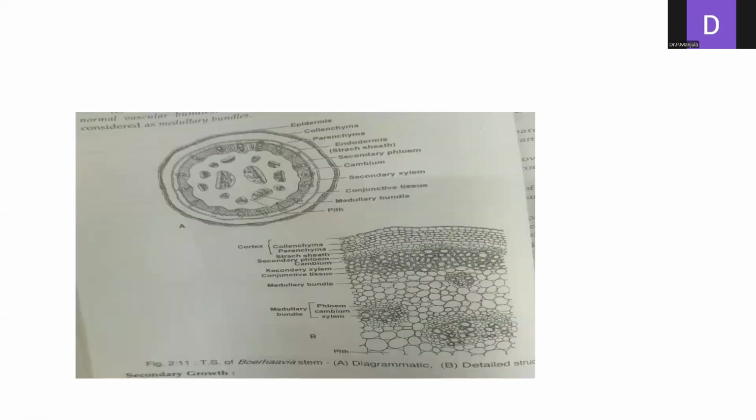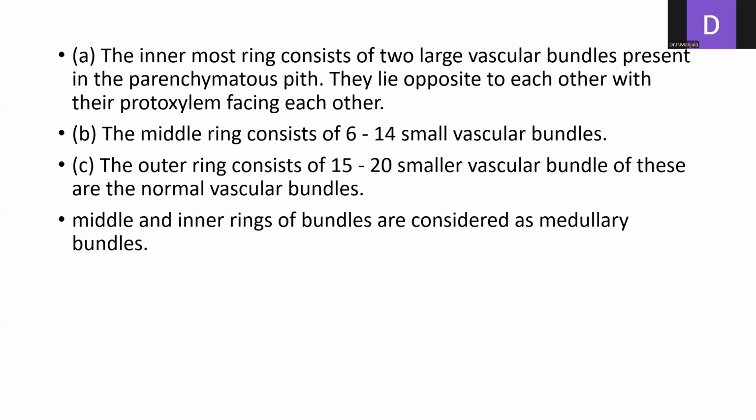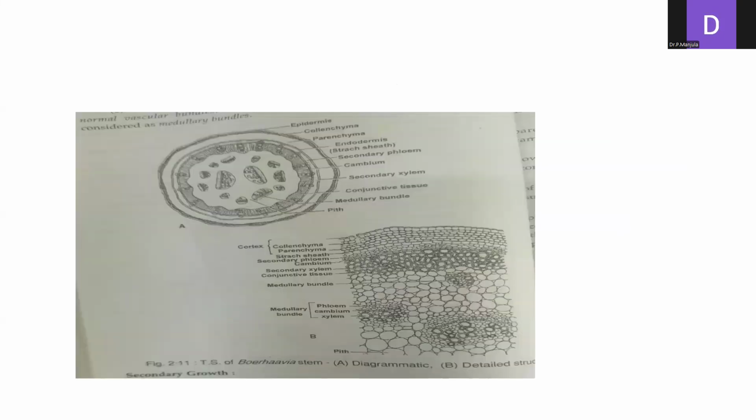In Boerhaavia, when we observe the TS of the stem, it is normal like the dicot stem, containing outer epidermis, collenchymatous hypodermis, parenchymatous cortex, then endodermis and pericycle. But here in the vascular bundles, 3 rings of vascular bundles are present. The outer ring consists of 15 to 20 vascular bundles, the middle 6 to 14, and the inner 2 large vascular bundles.